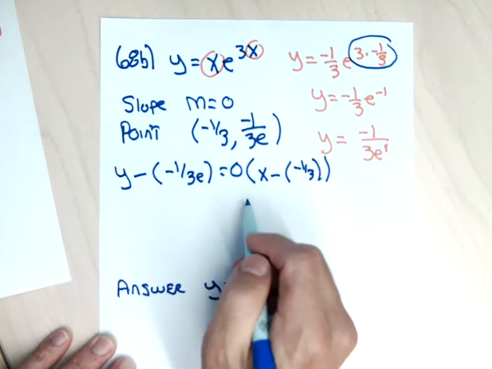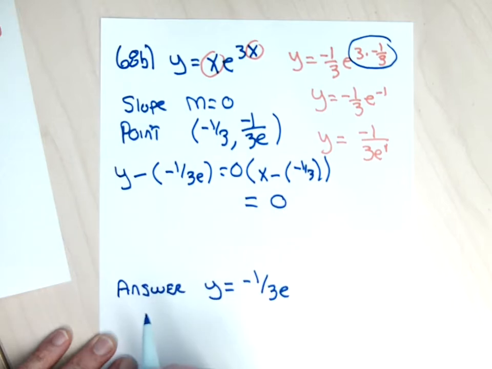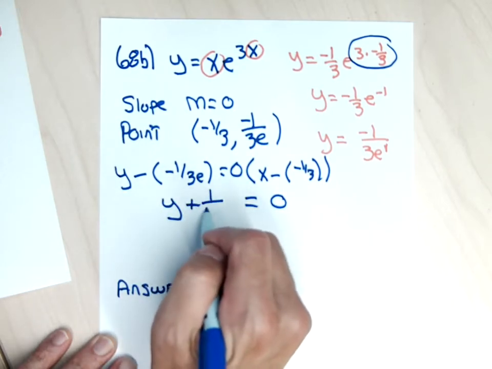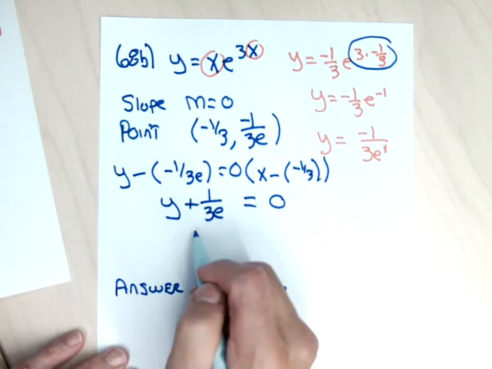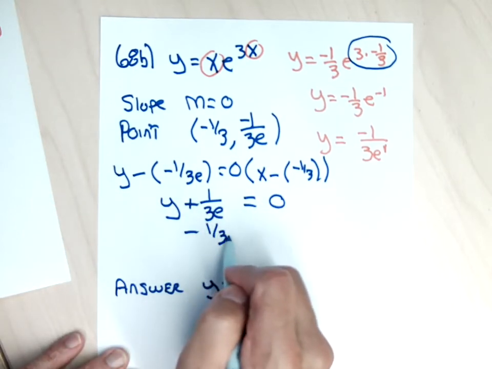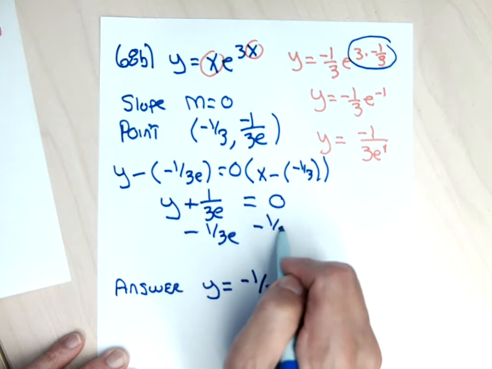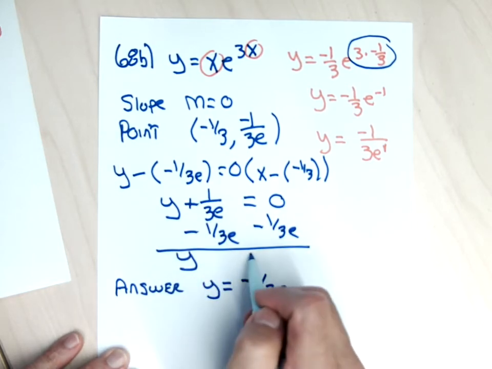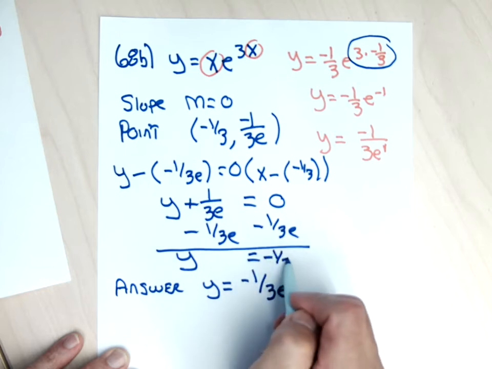On the right hand side, 0 times anything gives me 0. On the left hand side, the double negative is going to turn positive. And then I'm going to subtract 1 over 3e from both sides. On the left hand side, I'll get a y. On the right hand side, I'll get that minus 1 over 3e.